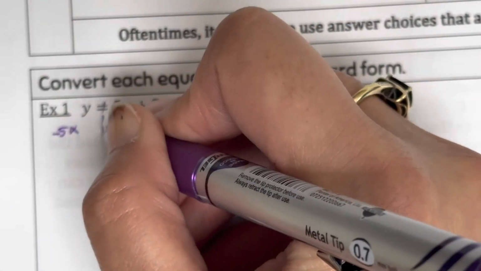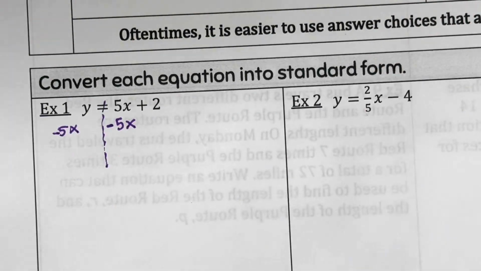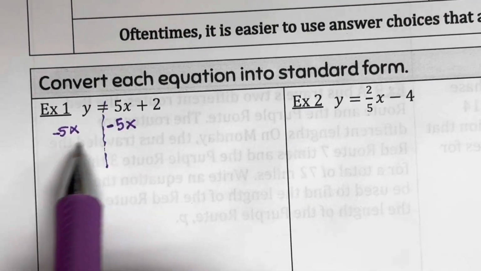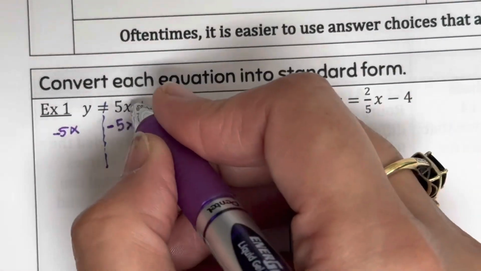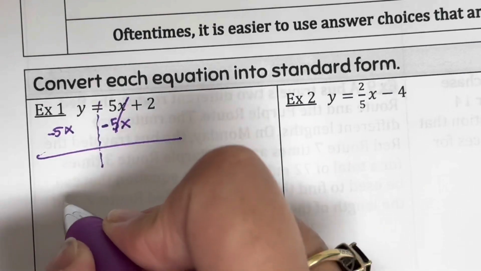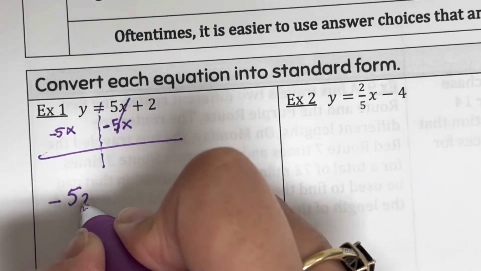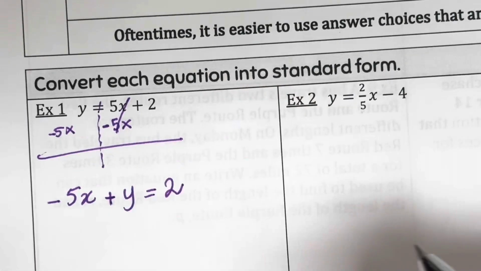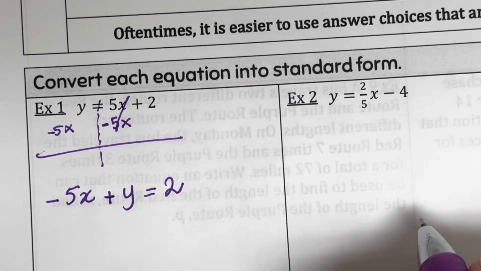If you want to make the train tracks, you're more than welcome to. But I think at this point, you would be able to do it without the train tracks. So subtracting 5x cancels it out, and I'm going to nicely copy whatever I'm left with. It should be -5x plus y equals 2. So it is similar to standard form, but it is not perfect.